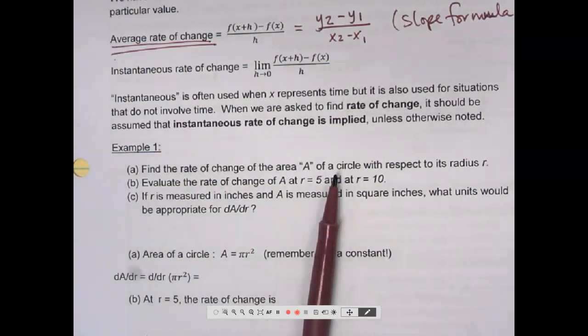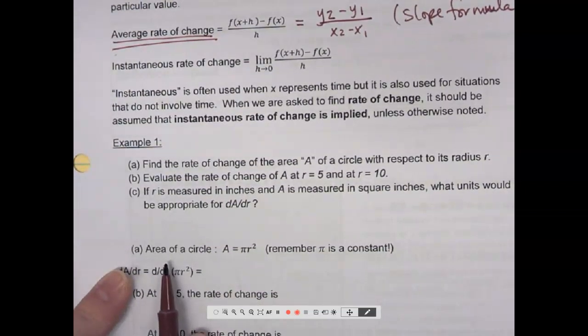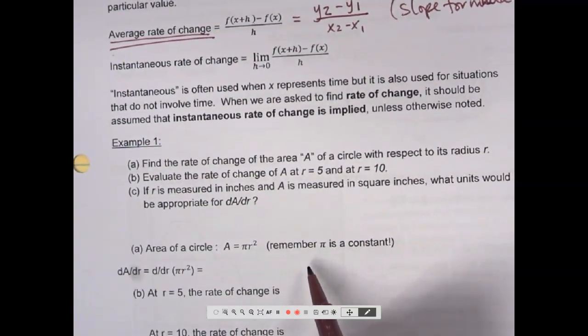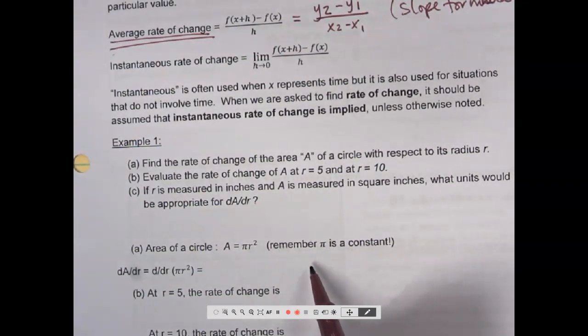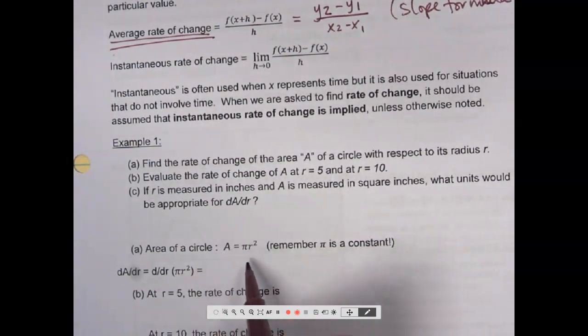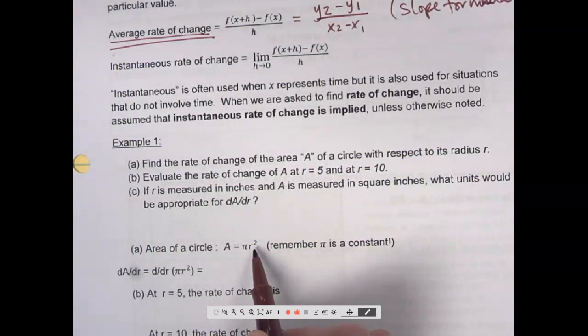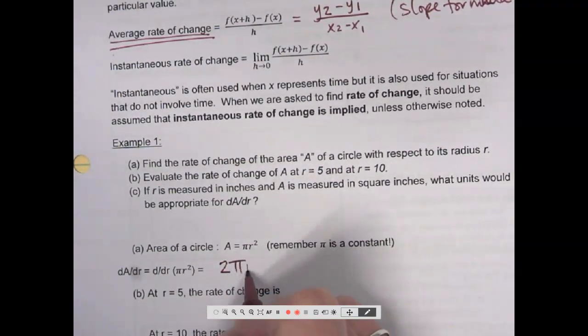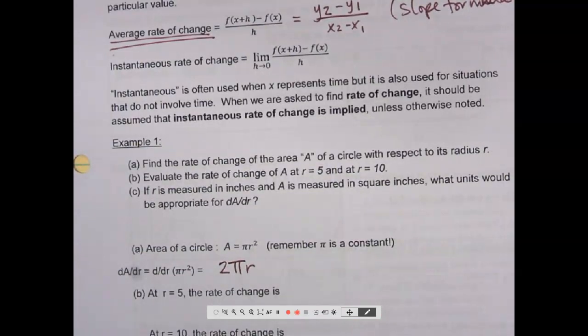Pi r squared. So for part A, we're going to take our formula, A equals pi r squared, and remember that pi is just a number. It's not a variable. Even though it's a Greek letter, it's representing a constant. We are going to take the derivative of this with respect to r. What's the exponent of r? We're going to bring it down and multiply it by the coefficient that's already there. So 2 pi r to the 1, which is just 2 pi r.